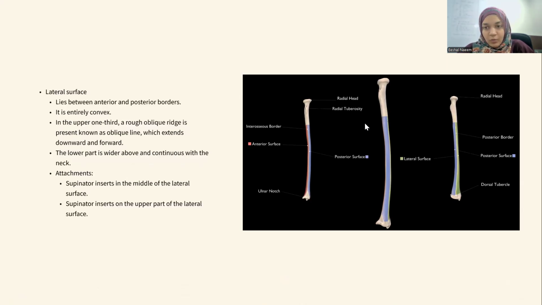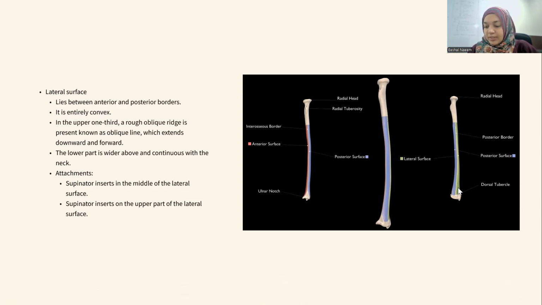We are left with one surface, that's our lateral surface. The lateral surface is this green surface that we can appreciate, right? The lateral surface lies between the anterior and posterior borders. It is entirely convex. In the upper one-third, a rough oblique ridge is present known as the oblique line, which extends downwards and forwards. Anteriorly, I showed you the anterior oblique line, and laterally there is another.